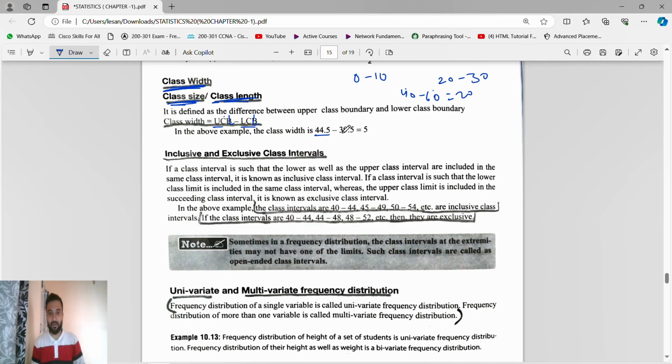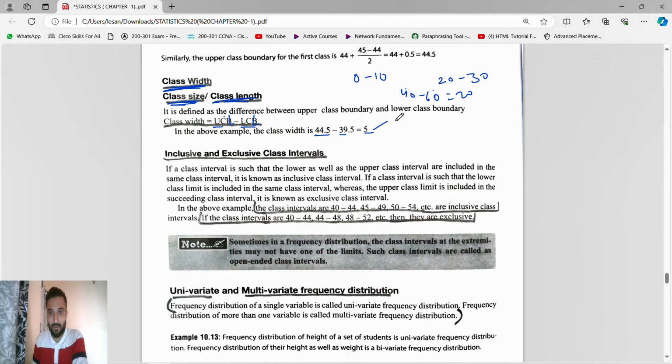See, 45.5, 39.5, 5, 44.5 and 39.5. So the class width, class size, class length is like that, right? 60 to 90, what is it? Very good, 30.